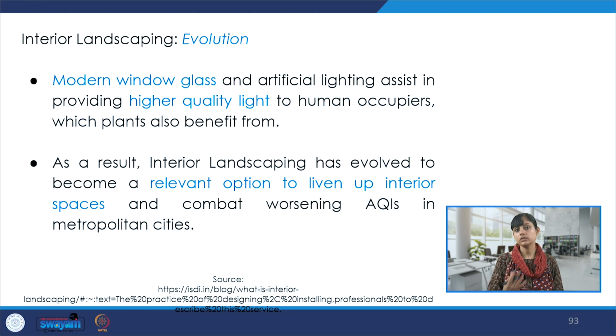And then, the modern window glass and artificial lighting assists in providing higher quality light to human occupiers, which plants also benefit from. So there is this entire sort of mix and match of concepts: landscaping, lighting, what kind of glass to be used, how the entire interior landscaping happens. And we will see in this module that focuses on green interiors, again, the role of glass and daylight and how to make a space green and more healthy, and how do we take care of these interior landscaping aspects also while we are talking about getting our interior spaces certified as green interiors, etc.